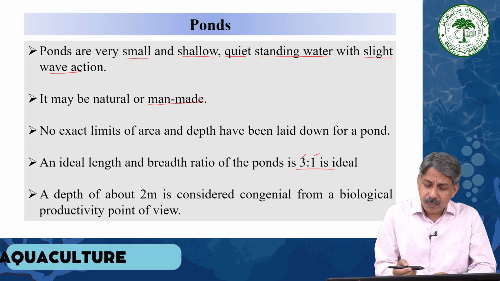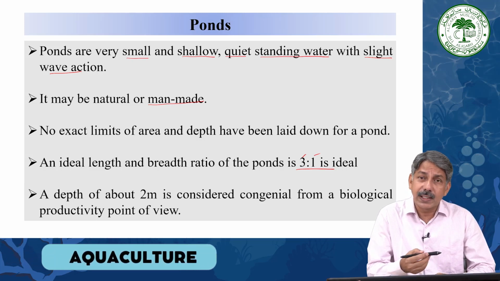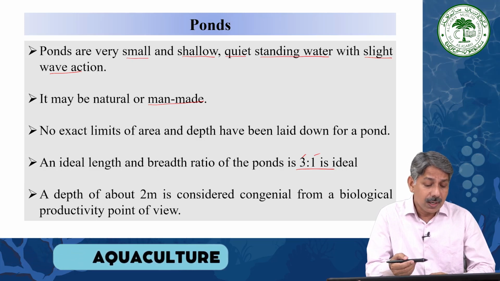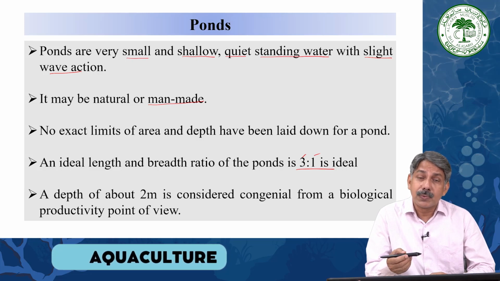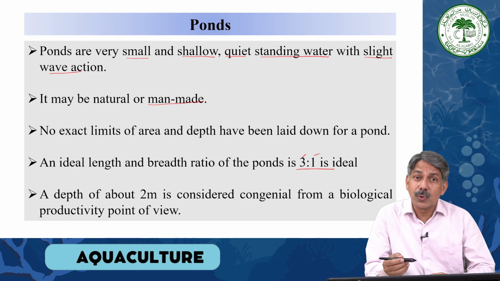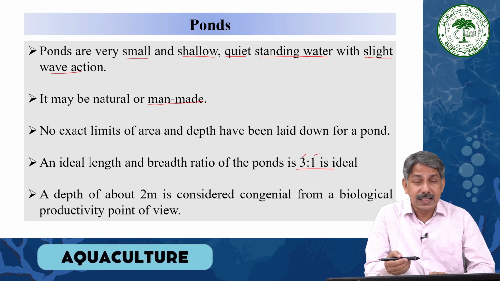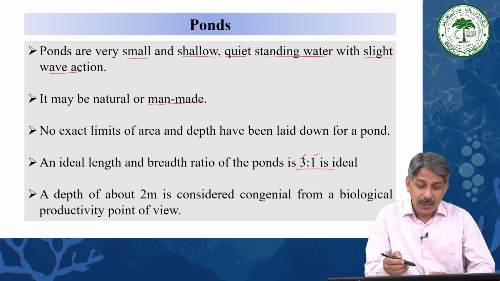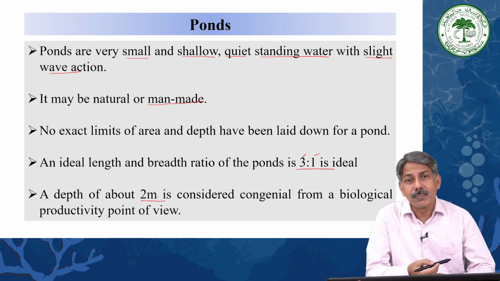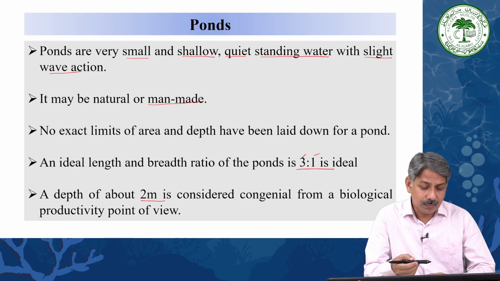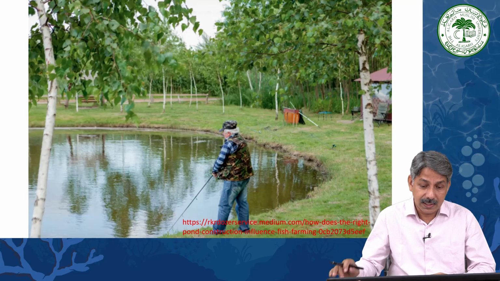Depth again depends on what kind of fishes you have and in which environment you are doing pond culture. For example, if the winter temperatures go below 20 degrees or 15 degrees centigrade, then it is better to have a 2-meter pond depth. That will give the fishes some area to hide during the low winter conditions.